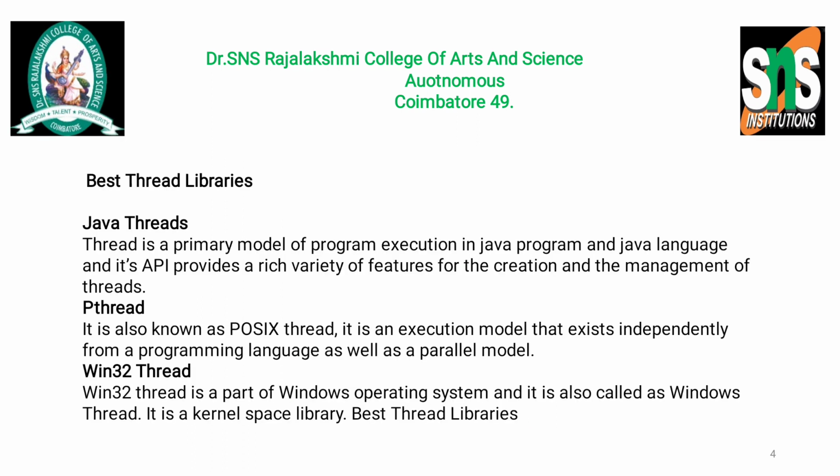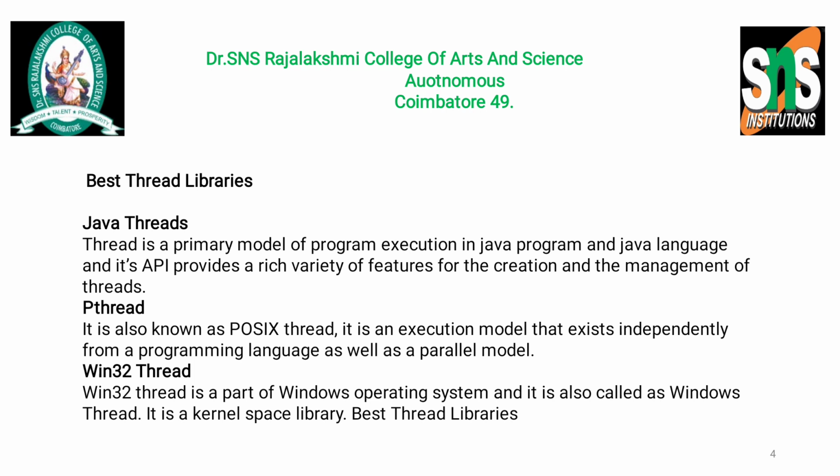Best thread libraries. We have various thread libraries. Under that we have the Java thread, J thread, P thread, that means POSIX thread, and Win32 thread, that is Windows 32 thread. These are the most important thread libraries. Java thread: the thread is the primary model of program execution in the Java language, and its API provides a rich variety of features for the creation and management of threads. That is Java thread, simply called J thread.